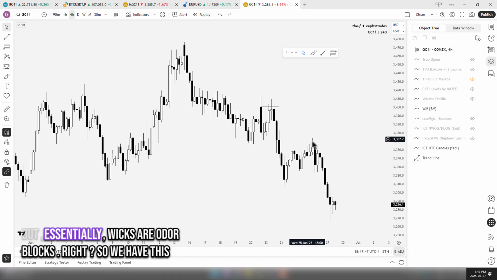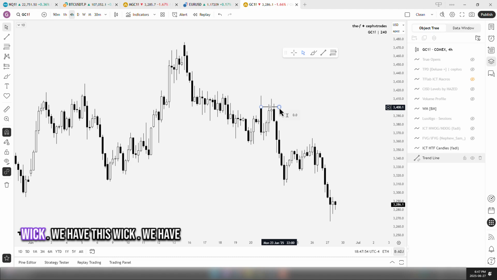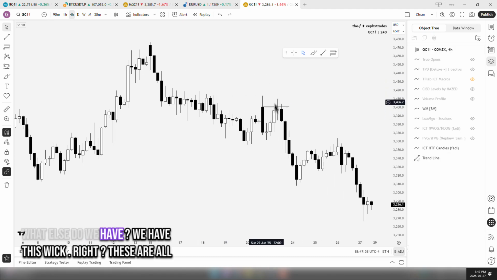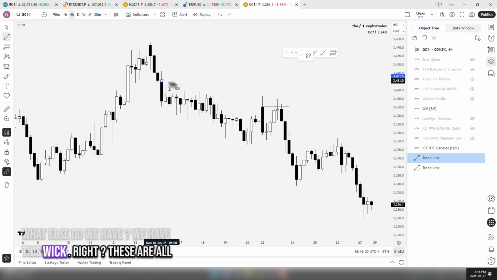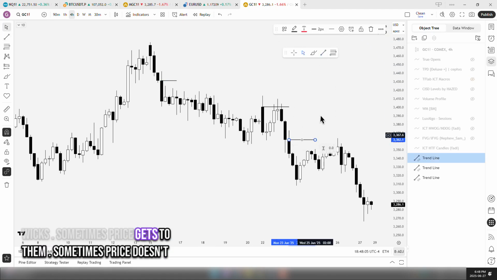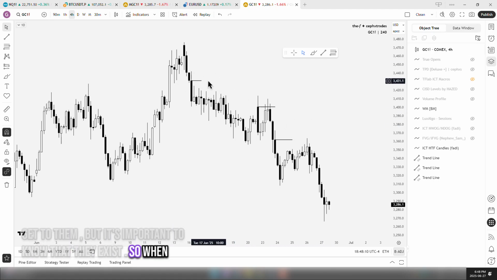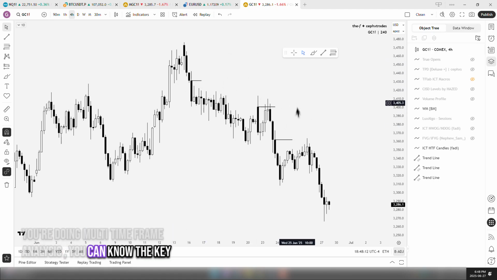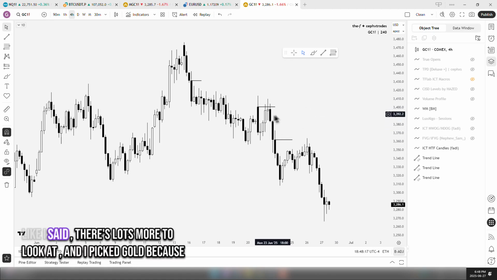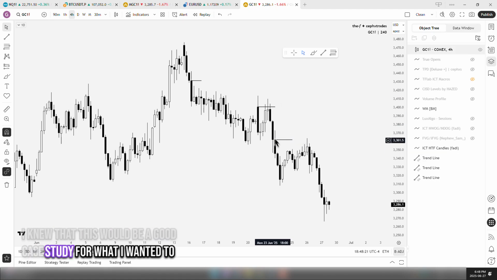But essentially, wicks are order blocks, right? So we have this wick, we have this wick, we have this wick. These are all wicks. Sometimes price gets to them, sometimes price doesn't get to them, but it's important to know that they exist. So when you're doing multi-time frame analysis, you can know the key levels to watch out for. Now, this is just the tip of the iceberg, and like I said, there's lots more to look at, and I picked gold because I knew that this would be a good case study for what I wanted to talk about.